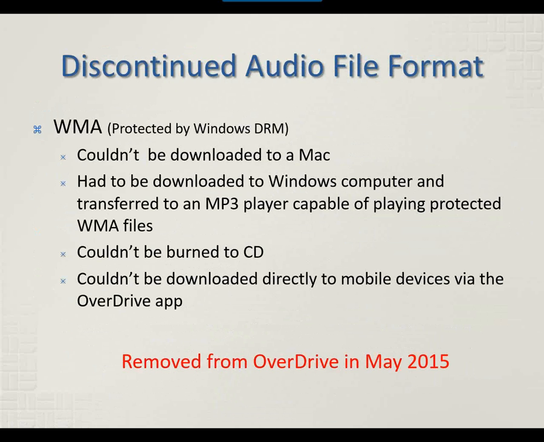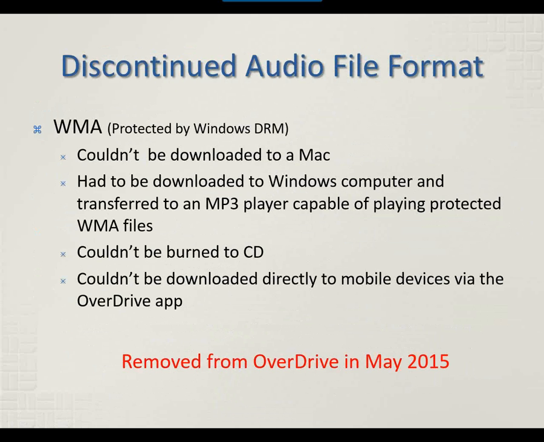WMA format audiobooks are protected by a Windows DRM. So in the beginning, audiobook publishers really wanted to restrict usage. They were really afraid of their products being shared and losing business. They were worried that what had happened with file sharing and music was going to happen with file sharing and audiobooks. So they really wanted to lock down their audiobook content. But that WMA, Windows DRM, made the audiobooks trickier and harder to use.